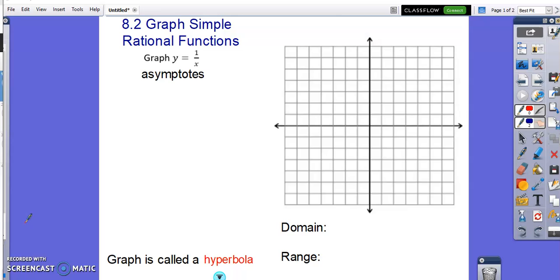Alright, hey everyone. We're here for 8.2, graph simple rational functions. We're starting here with the graph of y equals 1 over x. It's the parent function. And the first thing we need to address are the asymptotes. So these are basically x or y values that can't exist for one reason or another.